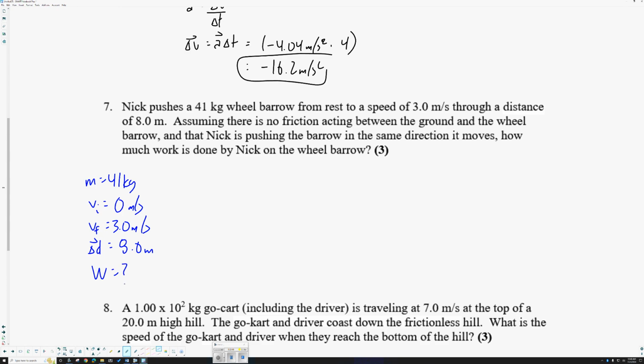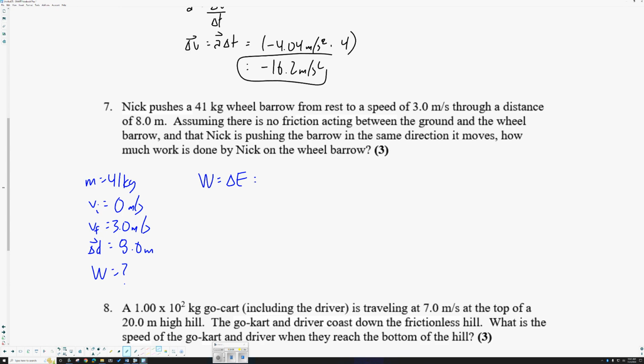Now, we know we're allowed to do F times d times cosine theta. Usually that ends up reducing to F times d. I don't think that's going to be helpful to me this time, though. I don't know what F is. So I'm going to say W is equal to delta E, the work energy theorem. That's the final energy minus the initial energy.